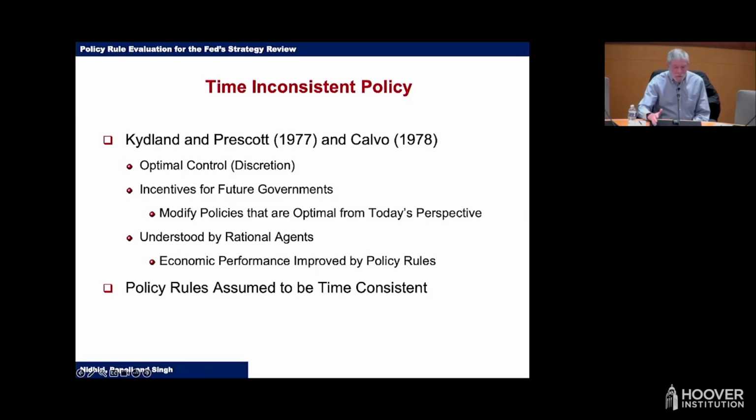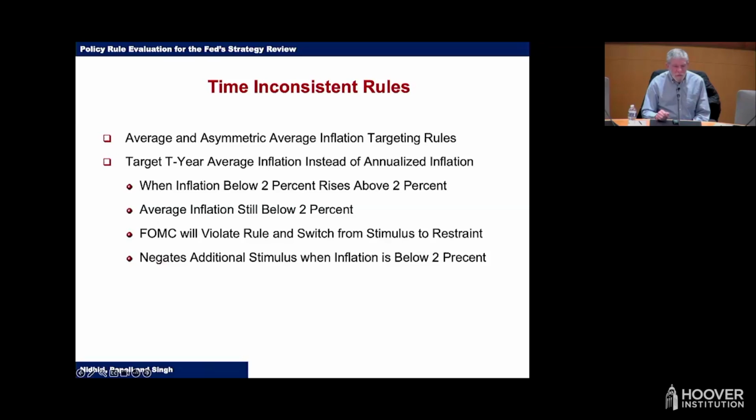And the policy rules that were assumed to be time consistent. This is not what the Fed background papers mean by time consistency. They mean time consistent rules. So if we're looking at these rules, average inflation targeting rules, exactly what John just said, I really don't need to talk more about that. You're going from below 2% to above 2%, and the asymmetric average says you should stimulate the economy even though inflation's above 2%. That's not what you want to do. Nobody's going to believe you.